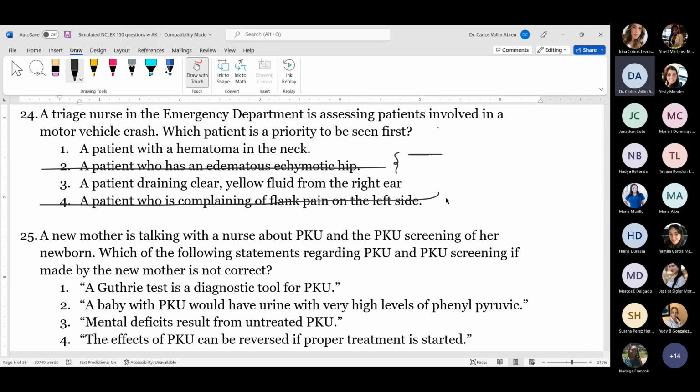Okay. Now, well, we have 1 and 3. What do you think is the priority? 3. Oh, sorry, 1. 3. Okay, 3. Okay, what do you think has 3? It's leaking cerebrospinal fluid. Why? Because it probably has a head trauma, because it's a vehicle crash.